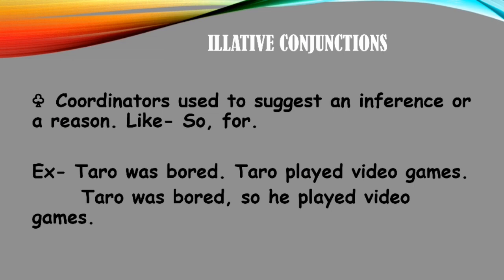Next one, illative conjunctions, or you can say illative coordinators, which are used to suggest an inference or reason. Whenever you are giving a reason or inference, at that time you'll use illative coordinators or conjunctions. Taro was bored, Taro played video games. Taro was bored, so he played video games. So what is "so" here? An illative coordinator, because it is showing us the reason: because he was bored, he played video games. So we have seen 4 types: illative, cumulative, adversative and alternative, right? So these are the 4 coordinators, right?